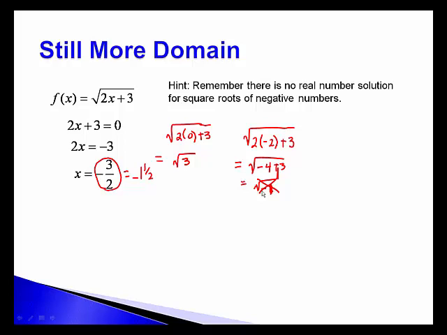What that tells us is that this number right here is okay, and any number larger than it. 0 would work, 1 would work, 400 would work. So any number larger than that. So how do we write that now in math? We say our domain is equal to the set of all x's such that x is greater than or equal to a negative 3/2.